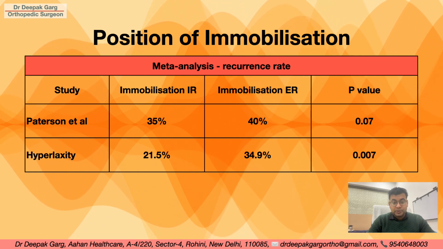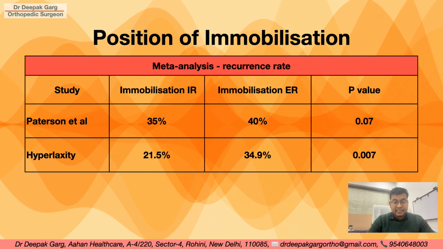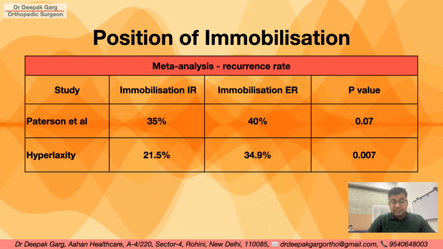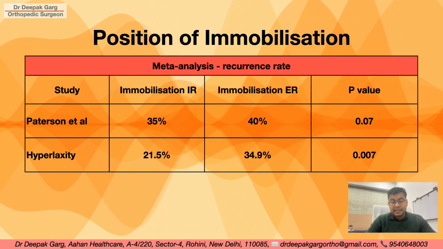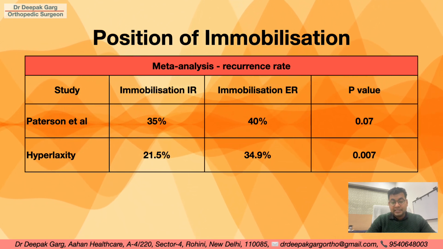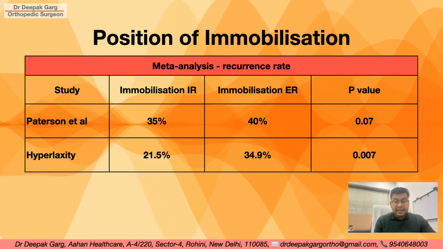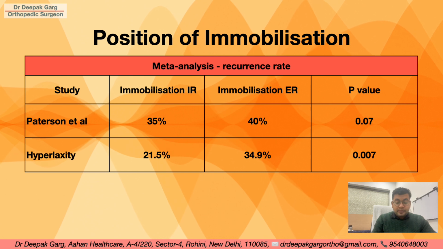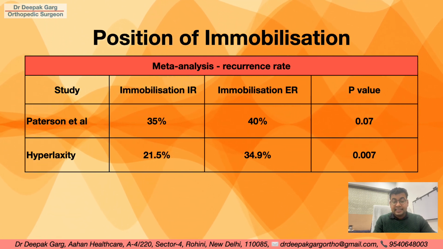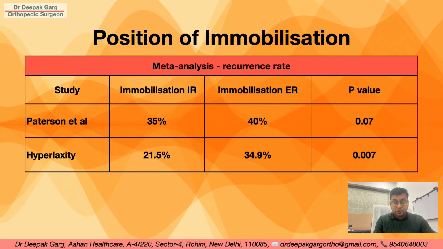Now what should be the position of immobilization? We have the option of keeping the limb in internal rotation or external rotation immobilization. Traditionally we immobilize the patient's limb in internal rotation, but there are a few studies which have found that if we immobilize the shoulder in external rotation, usually 20 degrees of external rotation and abduction, that gives a better result because the recurrence rate is significantly reduced.